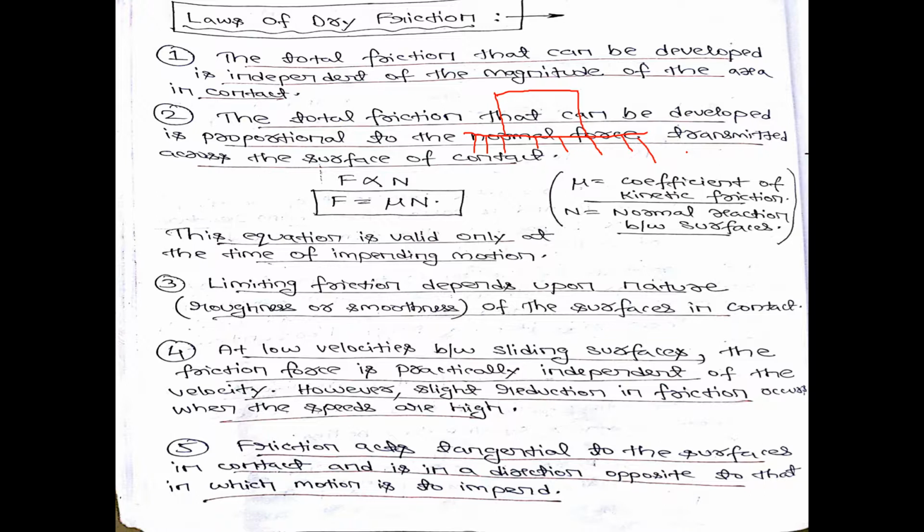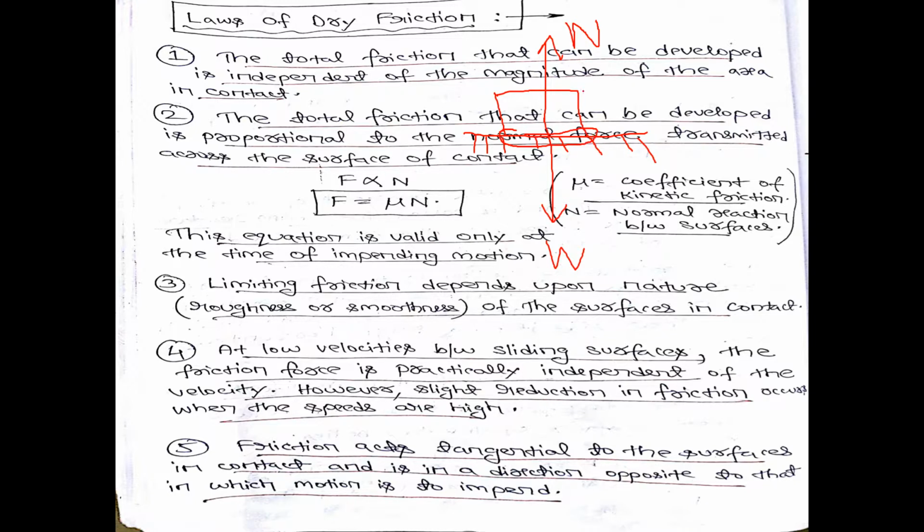If I draw the free body diagram of this body, say the weight of the body is W, acting vertically downward from the center of gravity. Since this body is in contact with the rough surface, the surface will exert a normal reaction N on the body in the vertically upward direction. And since the surface is rough, there exists friction between the contacting surfaces.